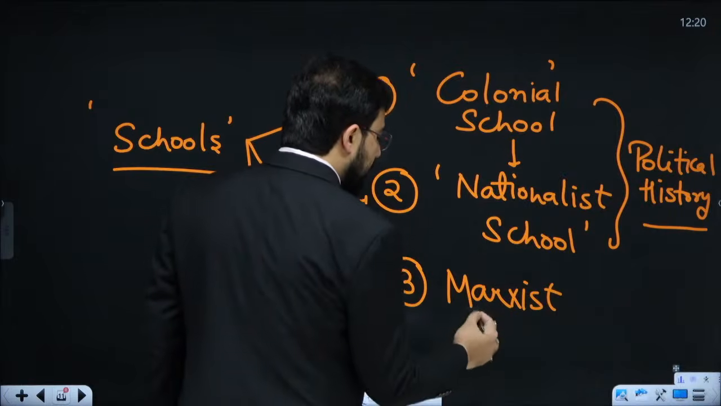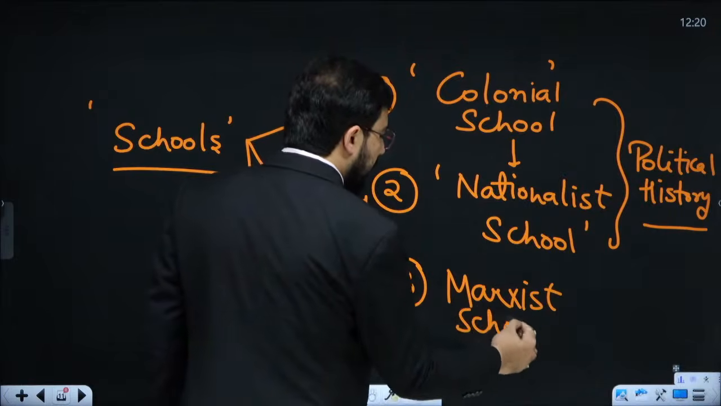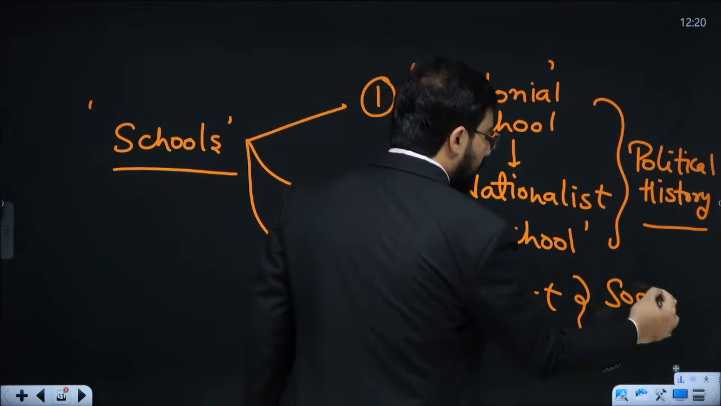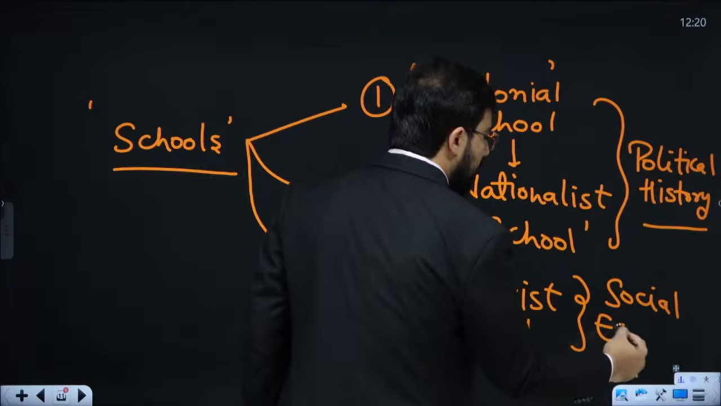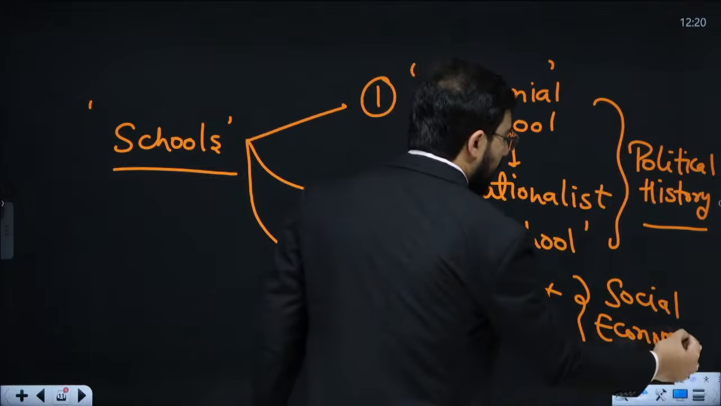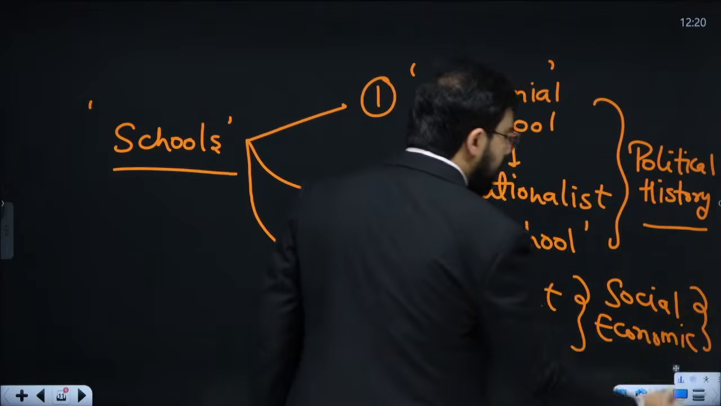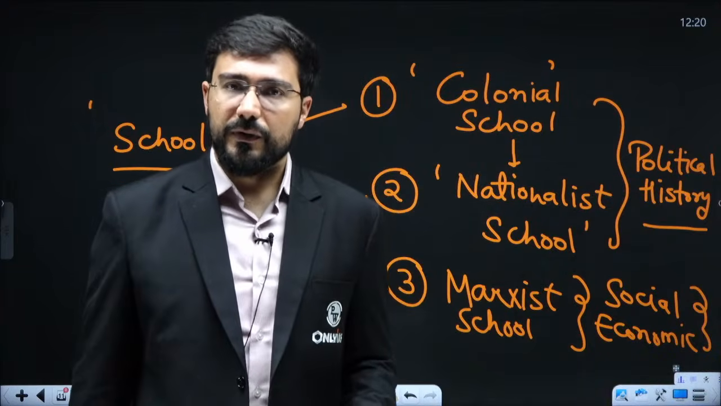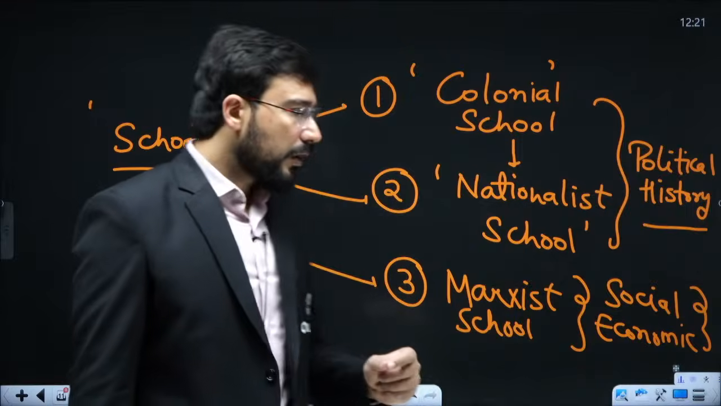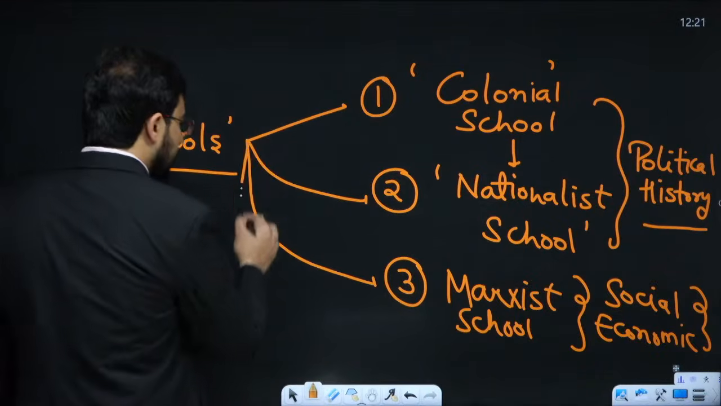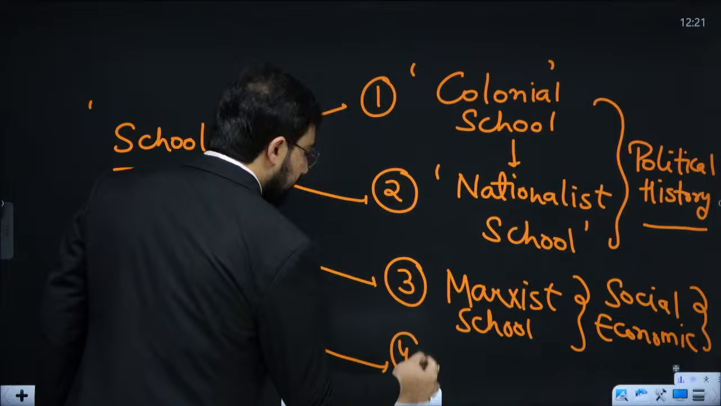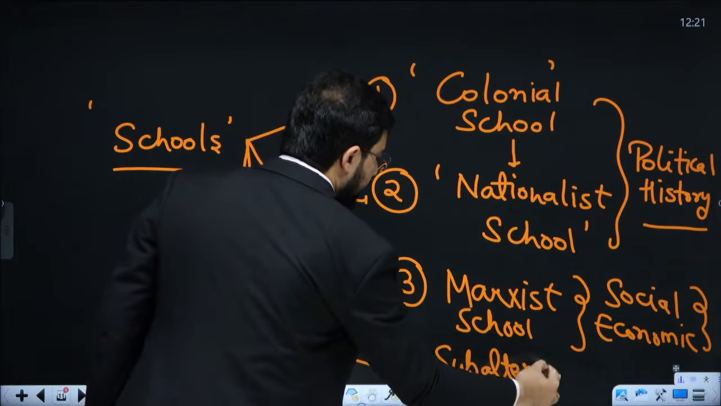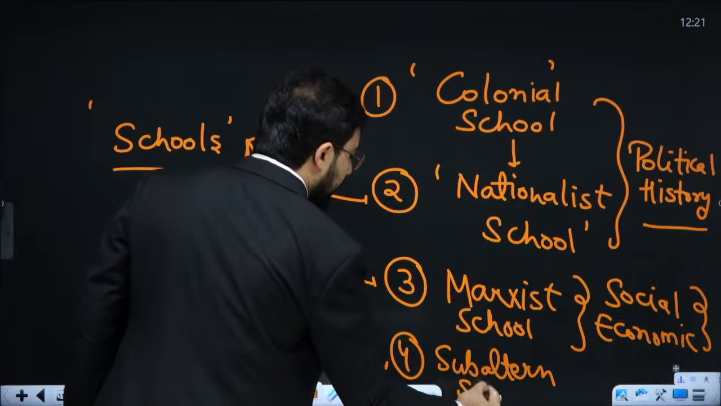The Marxist school has played a very solid role in India. They have tried their level best, focusing on social history and economic history. Diversification of Indian history has happened. More research has been done side by side by them. Over a period of time, one more school emerged. This is known as subaltern history, or the subaltern school.